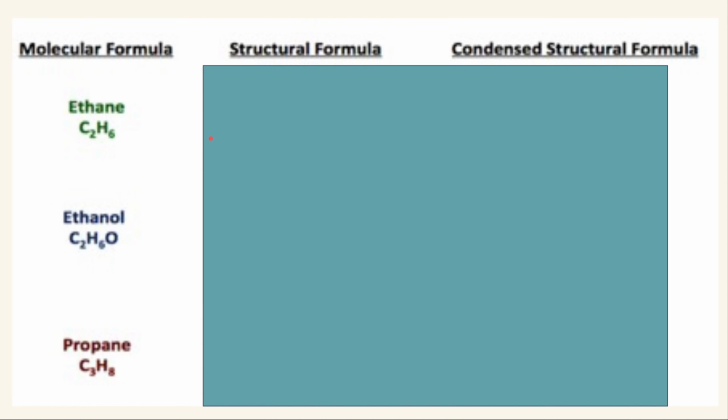Alright, now here this is asking us to draw the structural formula. So it is 2 carbons and 6 hydrogens. That is the molecular formula. 2 carbons, 1, 2, 3, 4, 5, 6 hydrogens. Putting my hydrogens on. And therefore the condensed formula is going to be CH3, CH3. That would be my condensed formula.